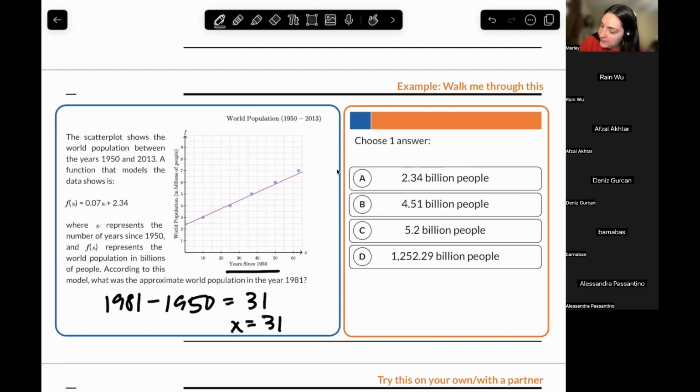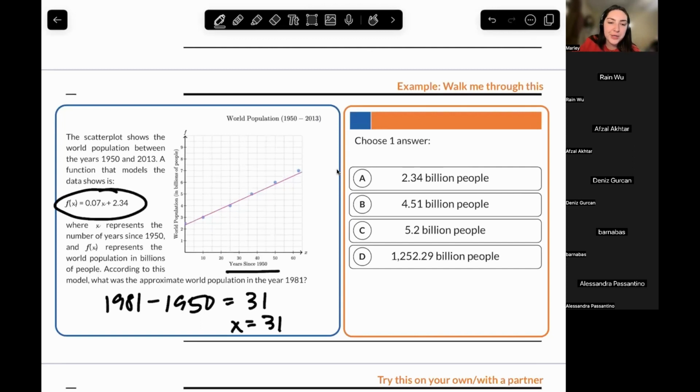We can plug in, they gave us the equation. This would be really good if they didn't give us a graph, plug right in. We get an exact answer. Another way we could have done this, if for some reason we didn't see the equation, we're like, oh, I can't see that, we could have just looked on the graph.